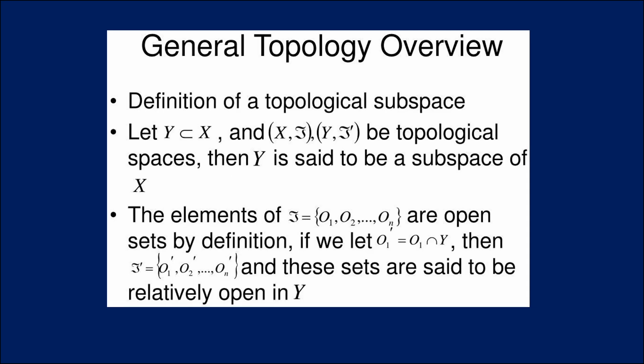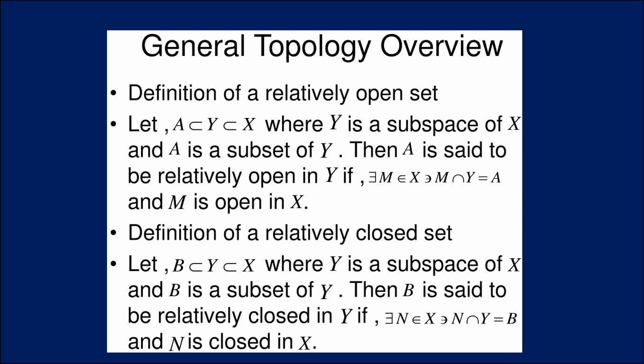Here is the subspace topology definition, where Y is a subset of a topological space X, and (Y, tau_Y) is said to be a subspace of X. The elements which are open sets in Y are said to be relatively open in Y. Next one, relatively open set.